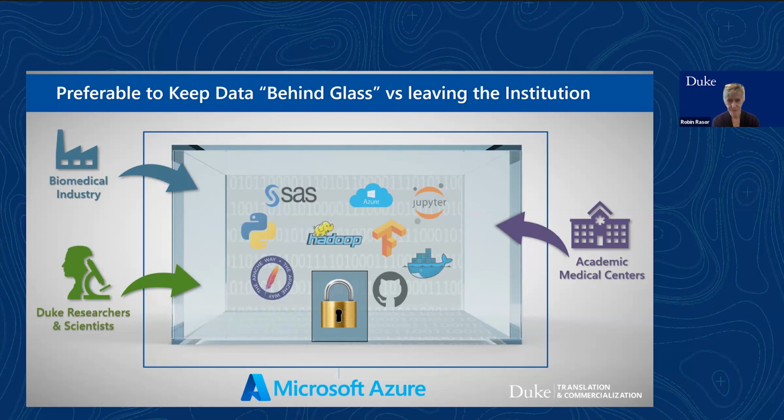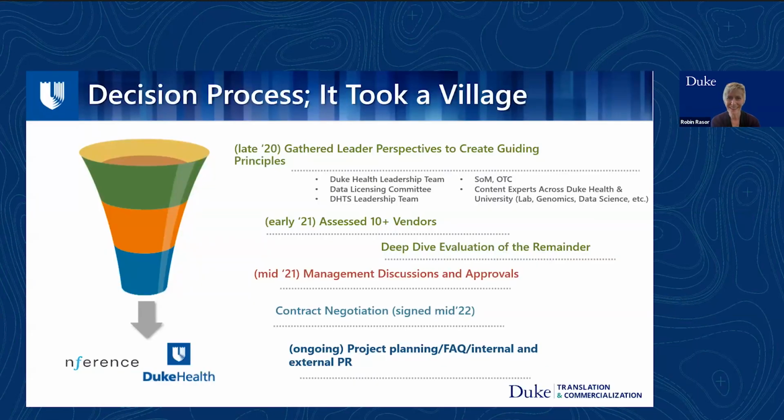Next slide. And it did take a village and a lot of time. If any of you are thinking about doing some of these major deals, many of us at Duke feel like it was multiple years of our life. So this shows you the funnel. Back in the late 20s, leadership started talking about this. Do we want to spend the money to digitize all this data? Do we want to partner with other academic centers? What do we want to do?